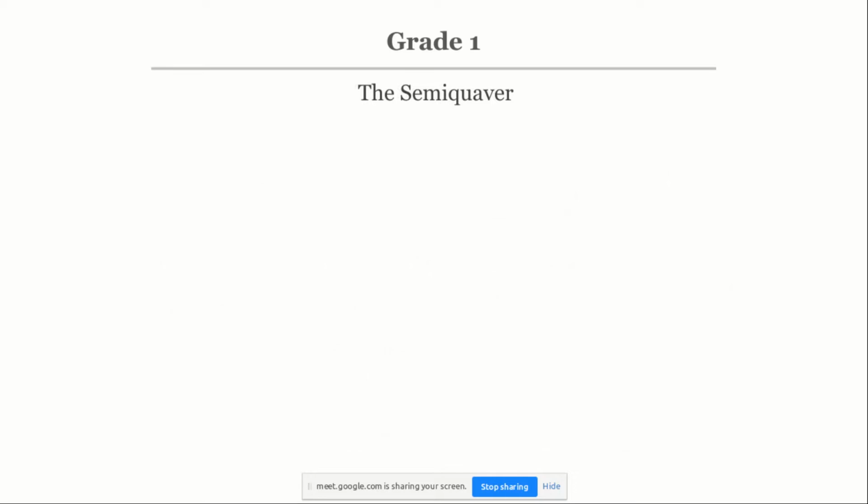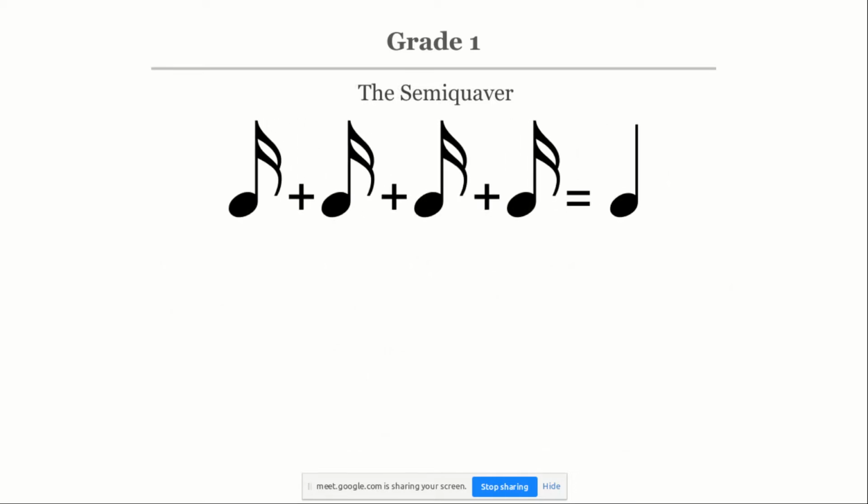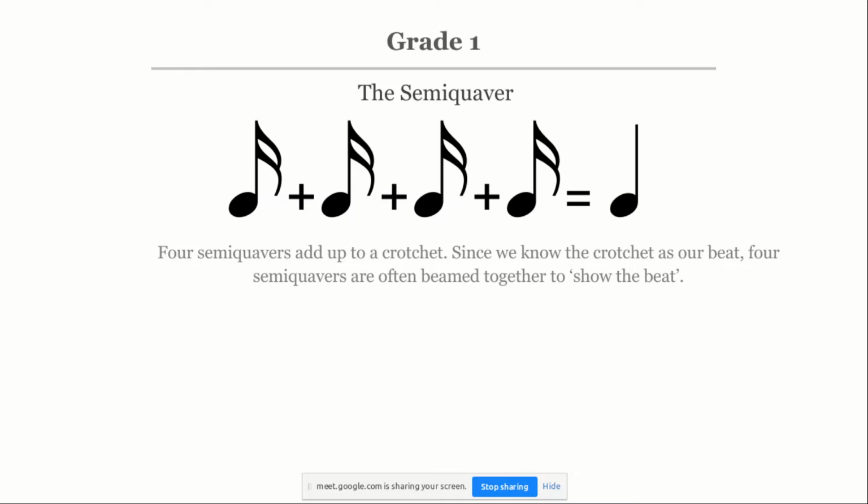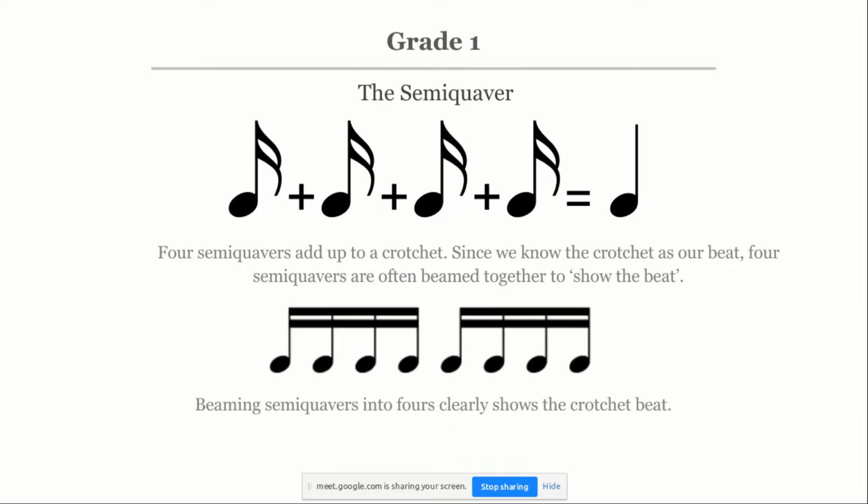So 4 semiquavers, as we have said before, is 1 crotchet. Since we know that the crotchet is our beat, 4 semiquavers are usually beamed together to show the beat. This is how 2 beats will look with semiquavers. So the first 4 semiquavers here is 1 crotchet. Please note this. 4 semiquavers, a crotchet, another 4 semiquavers, another crotchet. This is how you will find the semiquavers beamed.